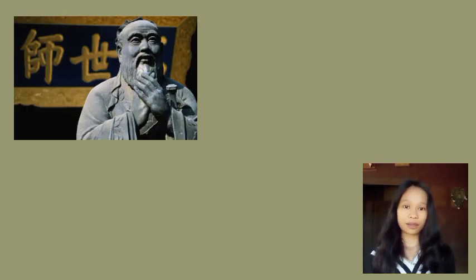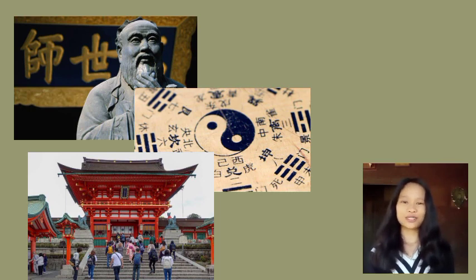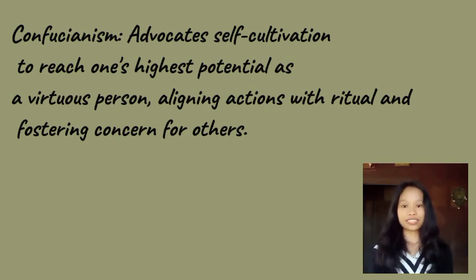In this part, we will discuss Confucianism, Taoism, and Shintoism and how we can clarify their purposes, and how they are connected or different from each other. For our first one, we have Confucianism, which advocates self-cultivation to reach one's highest potential as a virtuous person, aligning actions with ritual and fostering concern for others.